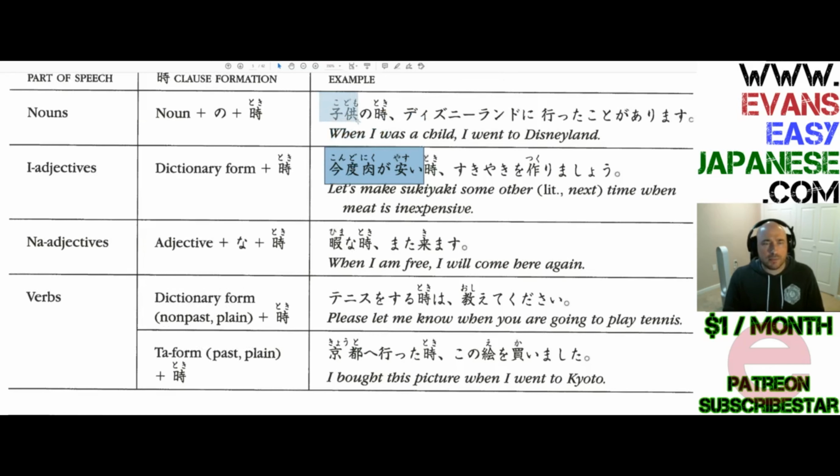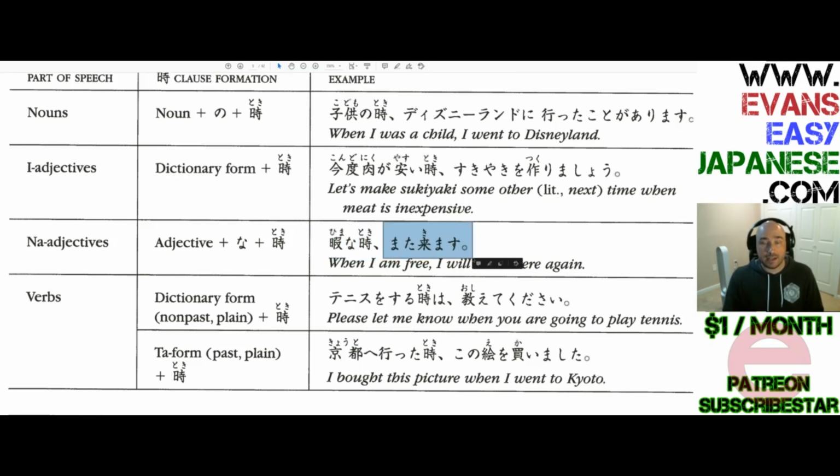You might remember we were talking about kodomo no toki and how this no is operating kind of like desu. Check out how no operates very similarly to na, just with that O change in sound, right? No, na, and then we have na adjectives, which are very similar to nouns, right? So, hima na toki, mata kimasu.